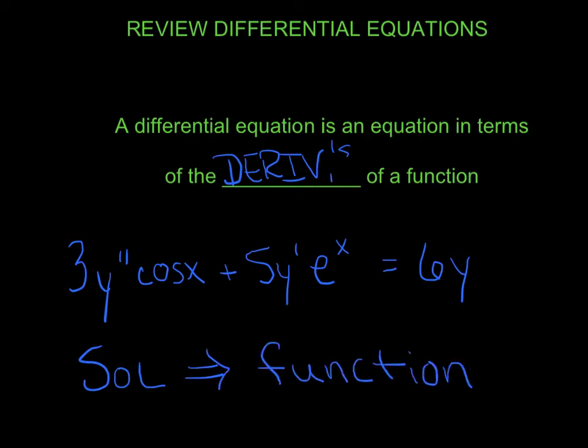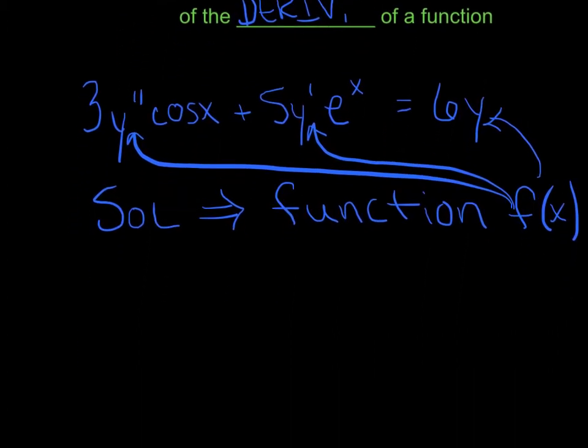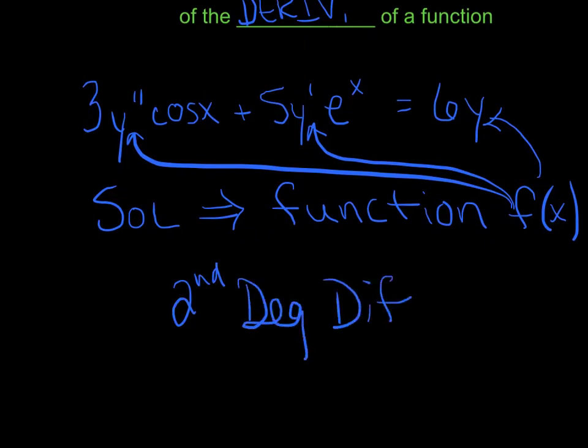If function f of x was a solution, we could plug the function in for y, f prime in for y prime, f double prime into this guy. Now this particular one that I happen to just create off the top of my head is what we call a second degree Diffy Q. And that's self-explanatory, I think, because the biggest derivative in this equation is the second derivative.